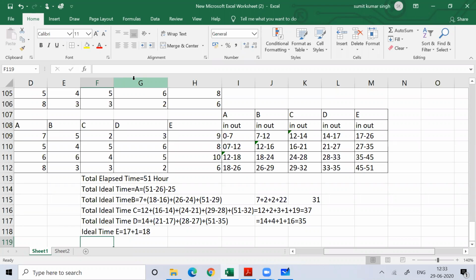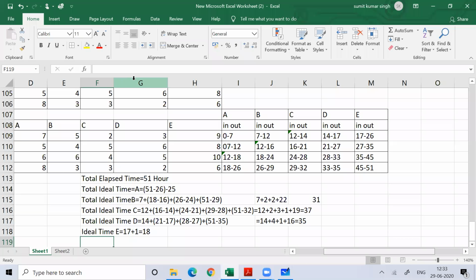Clear everyone. 0, 7. First is nothing. Then 7 plus 5, 12. Then 12 plus 4, 16. And then 16 plus 5, 21. And then 21 plus 6, 27. And then 27 plus 8, 35.